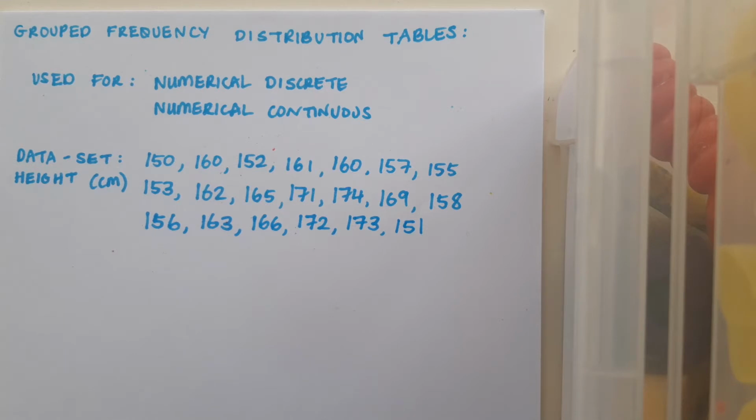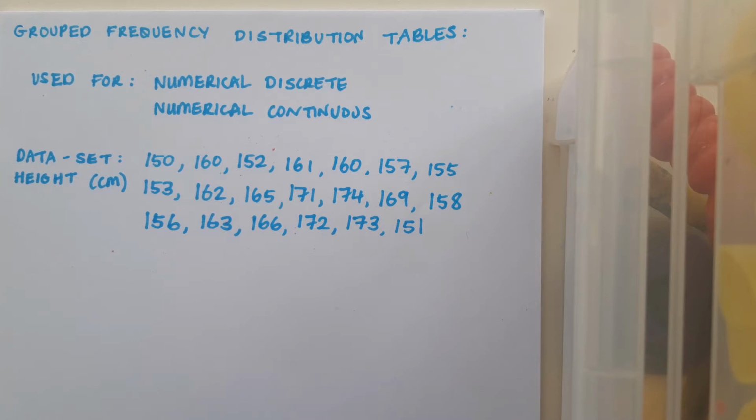So here we have a dataset, and it's the heights of a number of people in centimetres. And we can see that it's quite a long, unwieldy dataset, and it might be nice to represent it in a table. Now, if I was to do a regular frequency distribution table, I'd need to have a space for each individual value the whole way from 150 up as far as my highest value of 174. That table would be really very long. It wouldn't be very efficient.